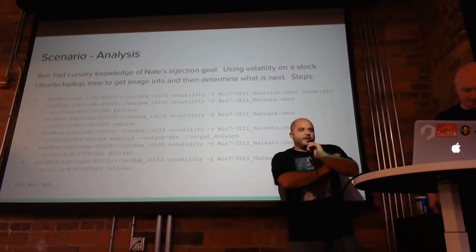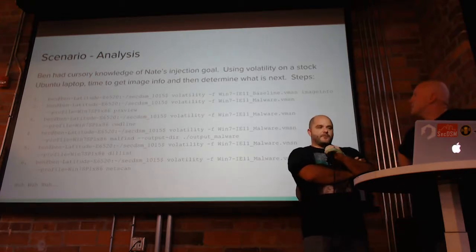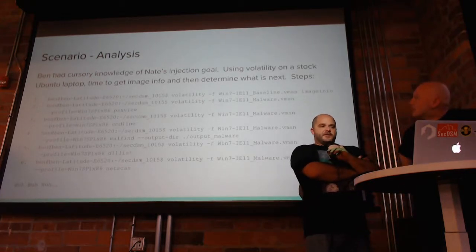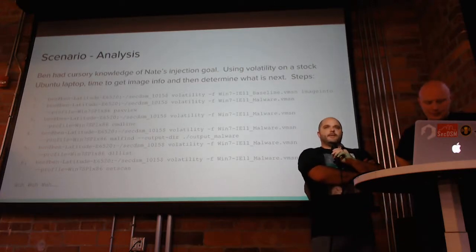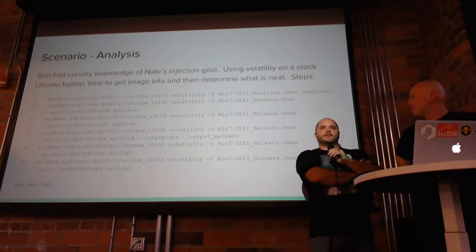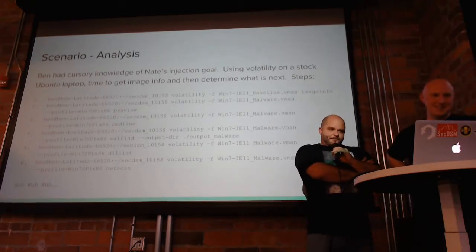All right, so Nate gave me those two images you saw earlier. These are the commands I ran, and I'll just walk you through them. I use Volatility on a stock Ubuntu laptop. It's a pretty big laptop. One of the guys on my team asked me if it ran diesel because it's really big and old, but it works. All right, so I got the images.